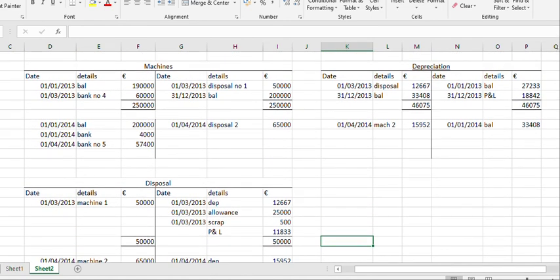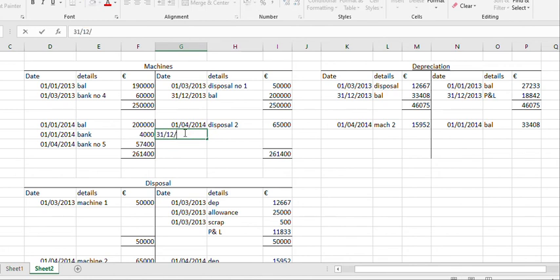What we have to do is we have to balance the machine account to find out what we have. So again, add up both sides. I know this side is going to be bigger, I can see that. So 261,400 goes on both sides. Now we don't need to do a balance brought down because we're not going into another year, so we just do a 31st of the 12th 2014. The balance is going to be the difference between 261,400 minus 65,000, which is 196,400.